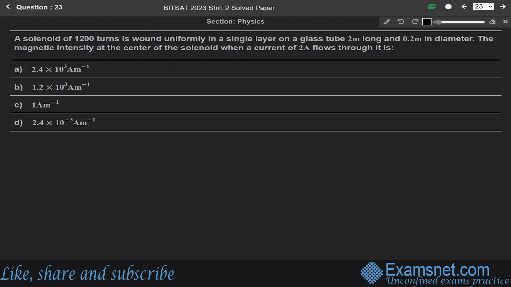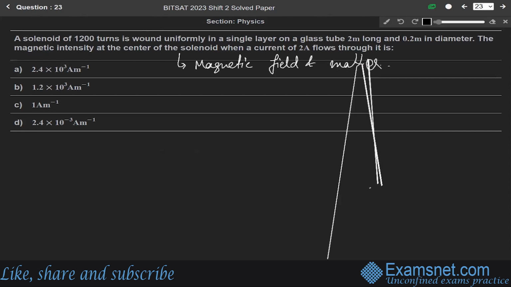A solenoid of 1200 turns is wound uniformly in a single layer on a glass tube 2 meter long and 0.2 meter in diameter. The magnetic intensity at the center of the solenoid when a current of 2 ampere flows through it is, okay. So this question is from the chapter of magnetic field and matter. In this question, the number of turns is given as N equals 1200, and current I equals 2 ampere.